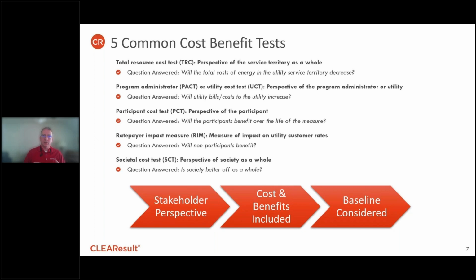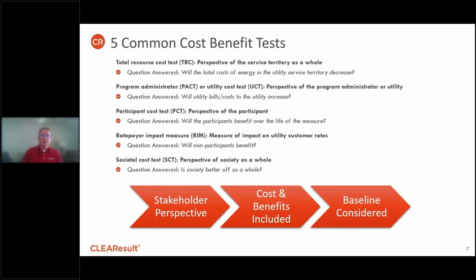This is intended to give a metric of cost effectiveness from the perspective of the service territory as a whole. Will the total cost of energy in the utility service territory decrease because of this program? So it's really about controlling rates. And this is, again, most common because a common reason for these energy efficiency programs is because our regulators are telling us that we need to keep rates low. And of course, energy efficiency is the cheapest fuel. So TRC is the most common measure. It's cheaper to do energy efficiency than it is to build infrastructure, typically.